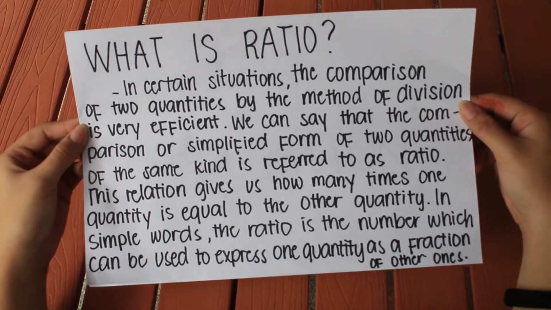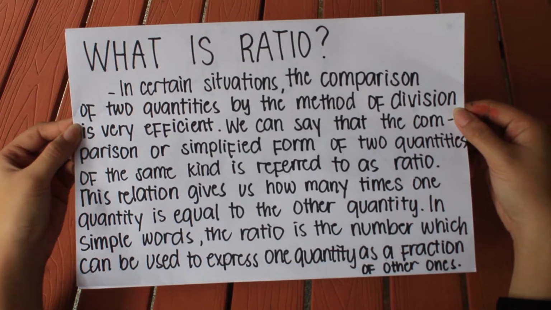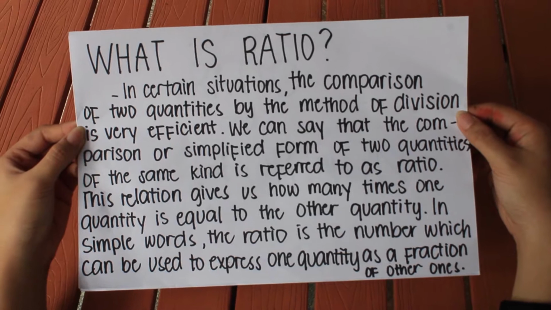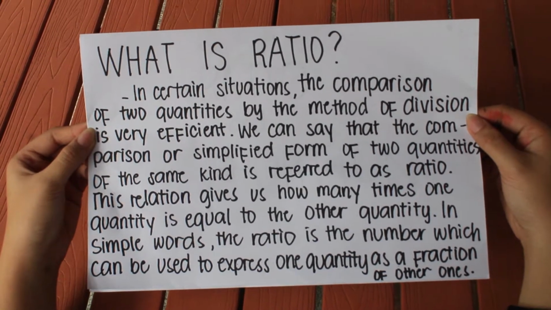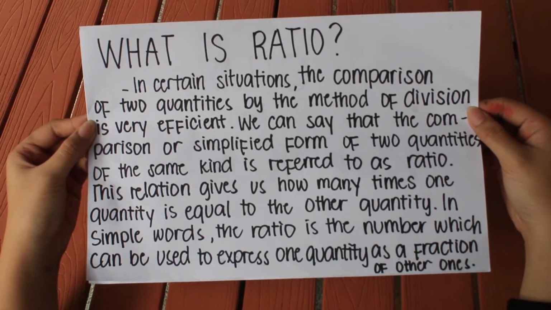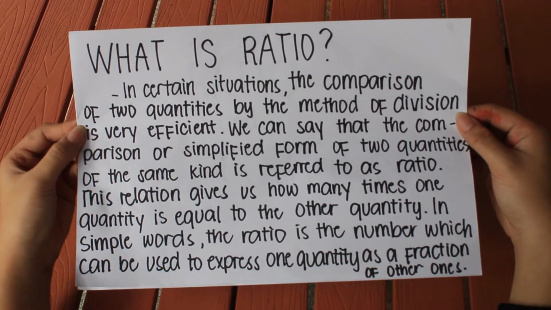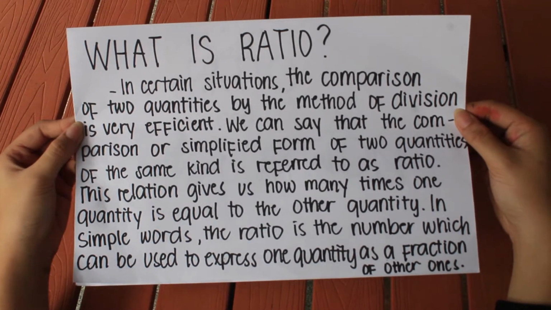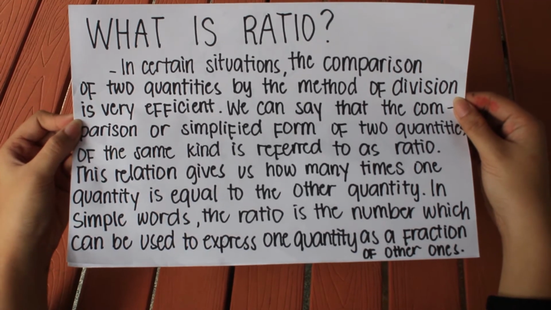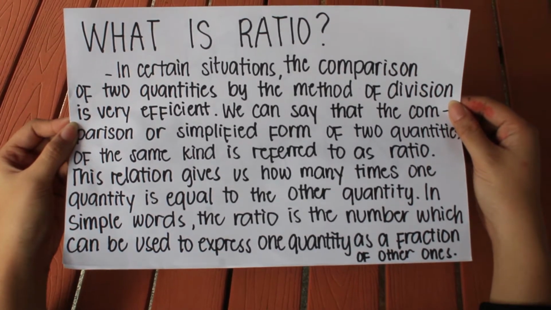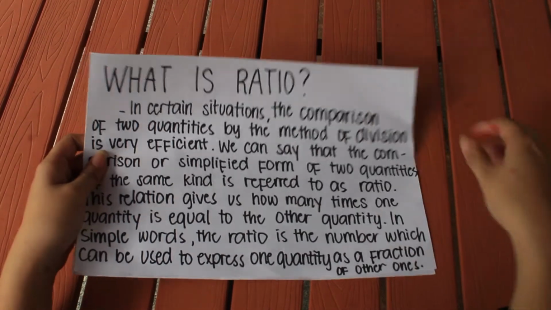What is ratio? In certain situations, the comparison of two quantities by the method of division is very efficient. We can say that the comparison or simplified form of two quantities of the same kind is referred to as ratio. This relation gives us how many times one quantity is equal to the other quantity. In simple words, the ratio is the number which can be used to express one quantity as a fraction of other ones.